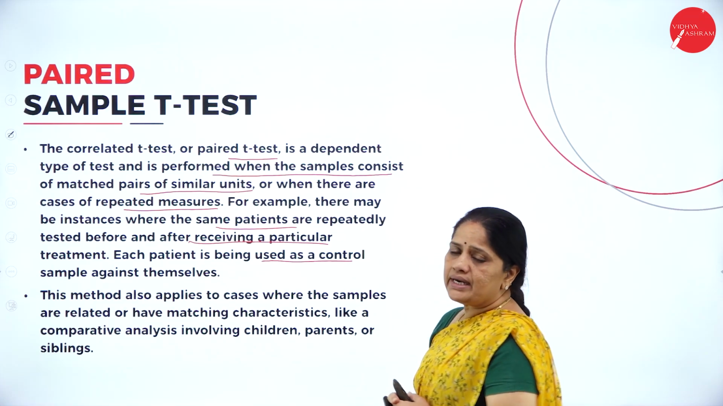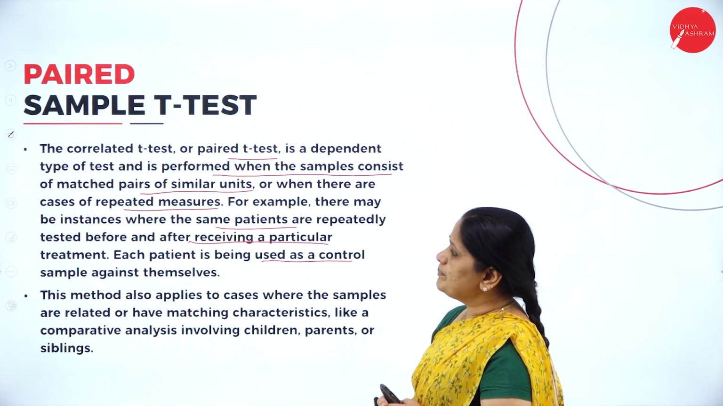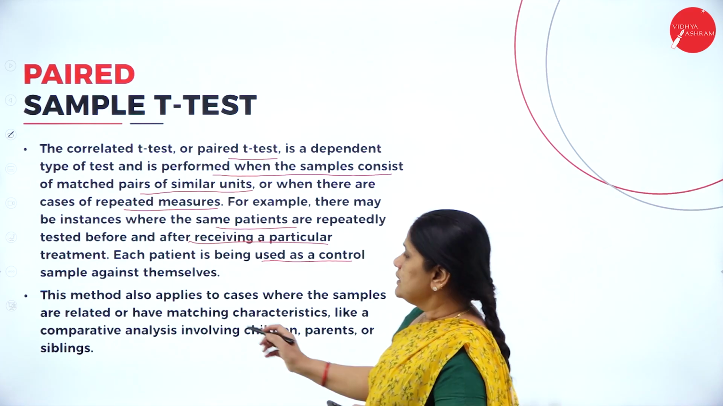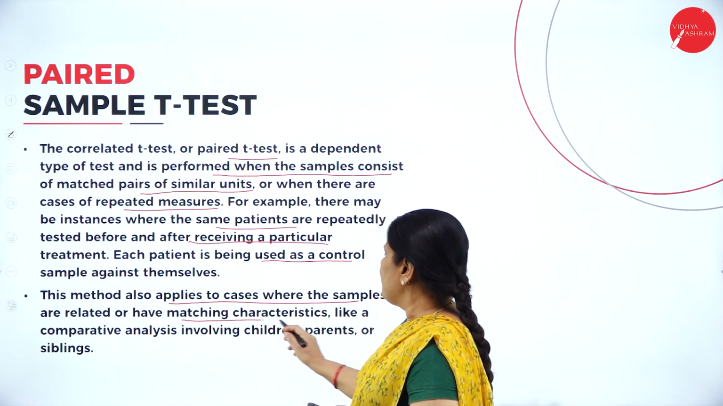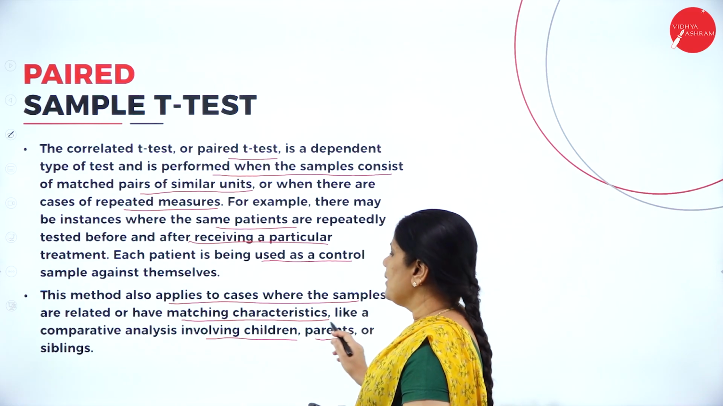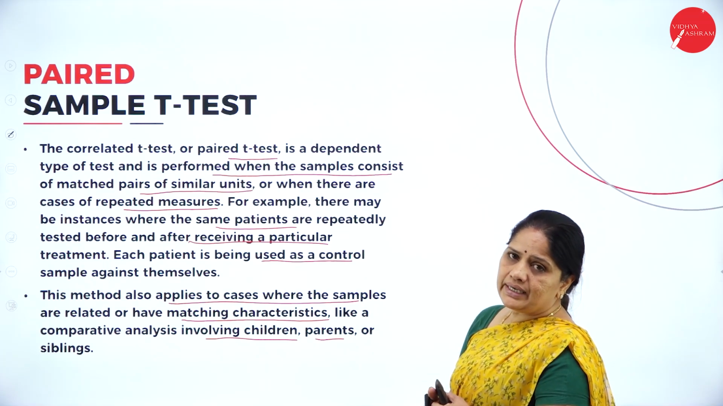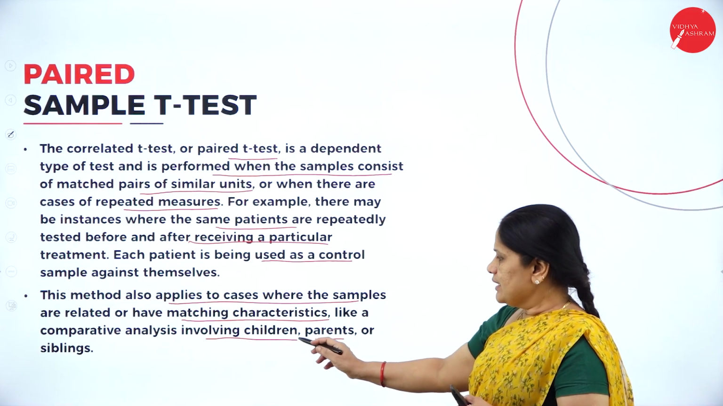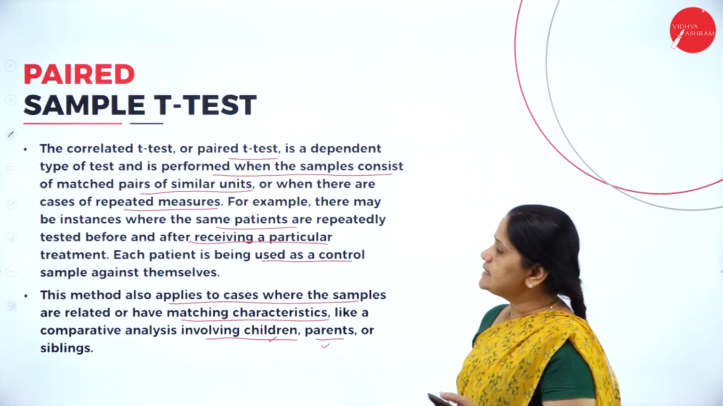So this kind of paired sample t-test is used when we have the same sample, or when we are comparing the same sample. This method also applies to cases where the samples are related and have matching characteristics, like a comparative analysis involving children, parents or siblings. This kind of paired t-test is applicable where we have matching characteristics, that is, when we have a comparative analysis of the children, the parents and the siblings.